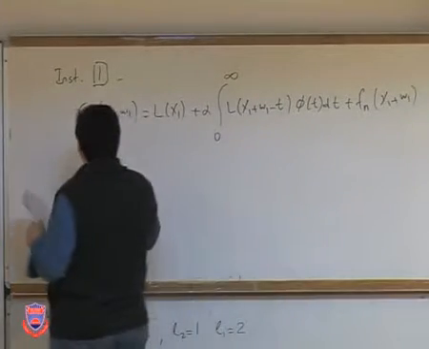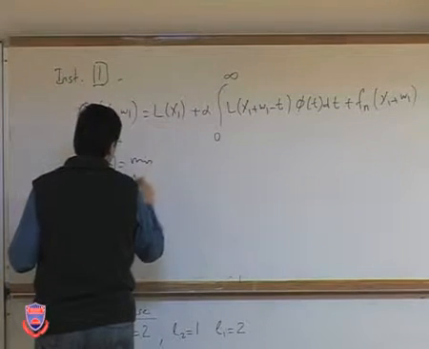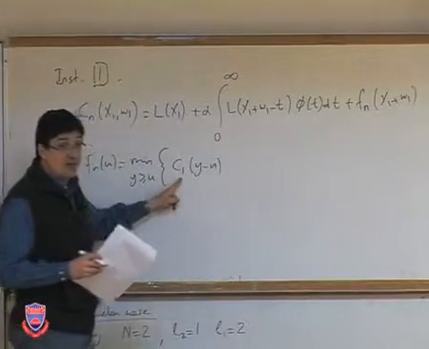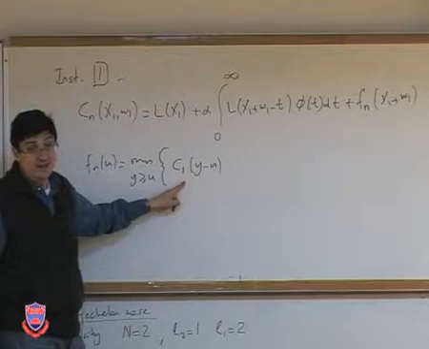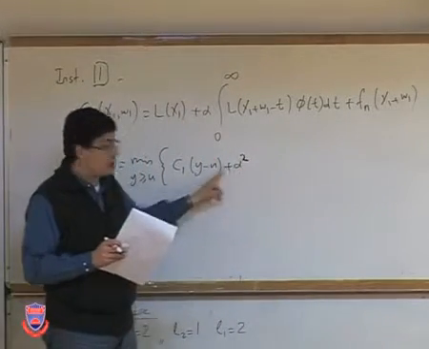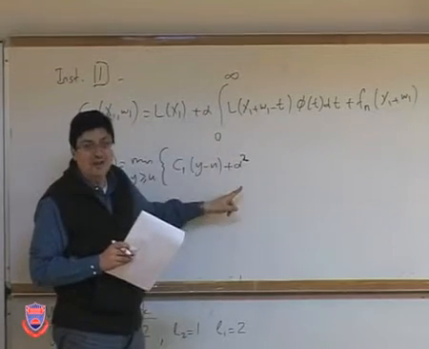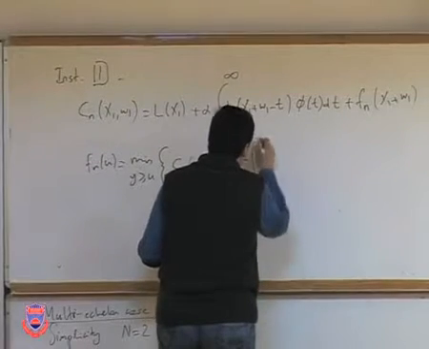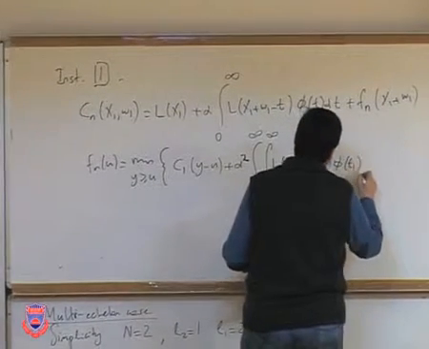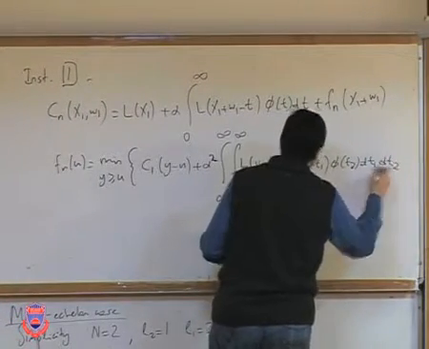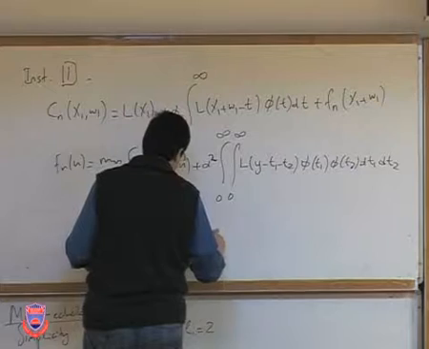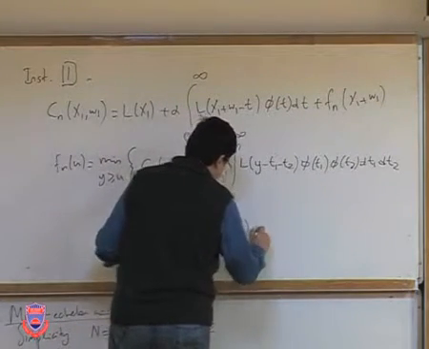And we know that f sub n of u is equal to the minimum over all y greater than or equal to u of C1 of y minus u, where C1 is the purchasing cost function for installation 1. And then I'm going to have alpha squared, y squared now, because I know that only this term is not controllable, but this is the first term which is controllable. So I'm going to have 2 integrals from 0 to infinity of L of y minus t1, t2, phi of t1, phi of t2, dt1, dt2. And then plus alpha times the integral from 0 to infinity of f sub n minus 1 of y minus t, phi of t, dt.